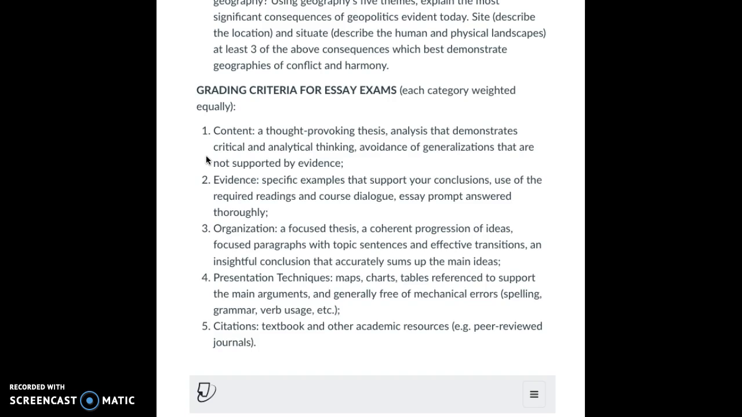The focused paragraph with topic sentences is a very important way of marking the transitions between your main points. And presentation techniques, here we get into the maps, charts, tables that are referred to above, and making sure that you have proper spelling and grammar, verb usage. These really help the reader, myself, to flow smoothly through your papers.